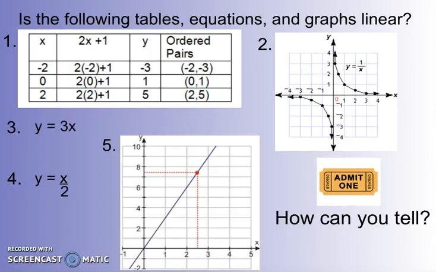Okay? What I would like you to do is try these out. I want you to tell me, are they linear or non-linear? And for some of them, you may have to graph them, or maybe you have to create a table of ordered pairs just to see if it's linear or not. Maybe you have to do both, graph and create a table. But I want you to tell me, are these considered linear or non-linear?